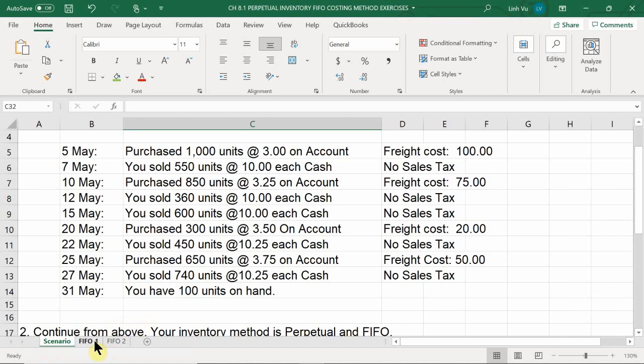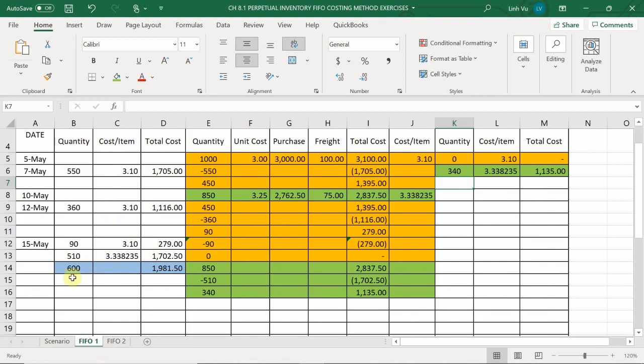Let's go back to that cost of goods sold. Because I put my totals all together, when I journalize this, I'm going to journalize it as a collective total of 600 units at a grand total of $1,981.50. That's taking the 1702.50 and adding the 279 to get that total. And that's what I'm going to journalize when I say this is how much I sold. My cost of goods sold is this.